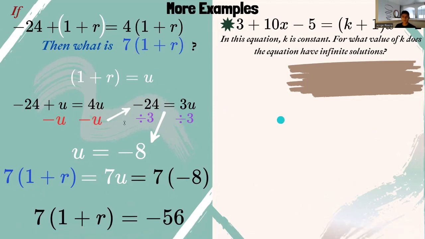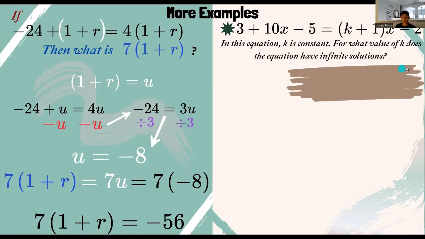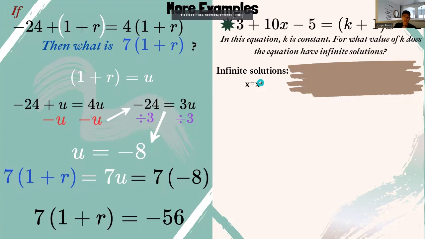All right, so here is another thing. In this equation, k is a constant. So for what value of k does the equation have infinite solutions? For an equation to have infinite solutions, it has to be literally the exact same value on both sides. So it has to be like 2x minus 1 is equal to 2x minus 1, right? That equation would have infinite solutions. So basically, it's just x equals x, right? That's basically what we're doing.